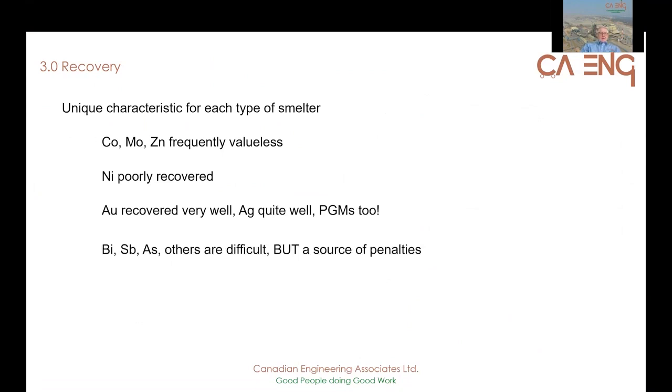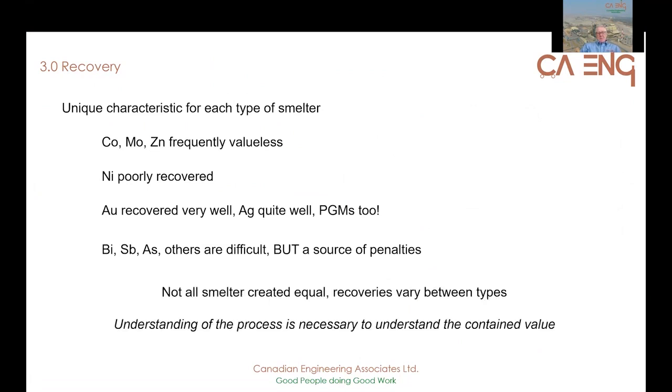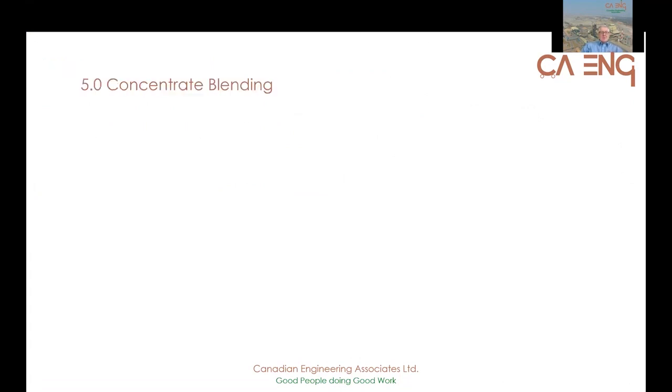The difficult elements like the bismuth, antimony, arsenic I mentioned before are a problem for the smelter to cope with, but they are a source of penalties, so they're not necessarily a bad thing for a custom smelter. But the most important thing to understand is not all smelters are created equal. The recoveries vary between the types of smelters, and you must understand the process to actually understand what a concentrate's worth to a specific smelter.